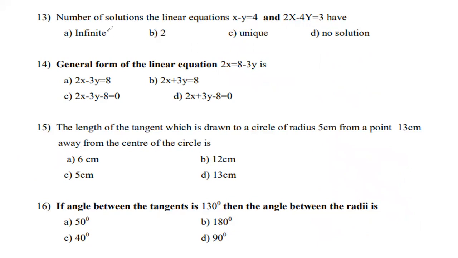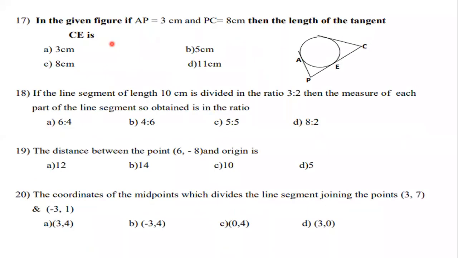Next sum. 17th question. In the given figure, AP is equal to 3 and PC is equal to 8 centimeter. Then the length of the tangent C is dash. AP is given as 3 centimeter and PC is 8 centimeter.